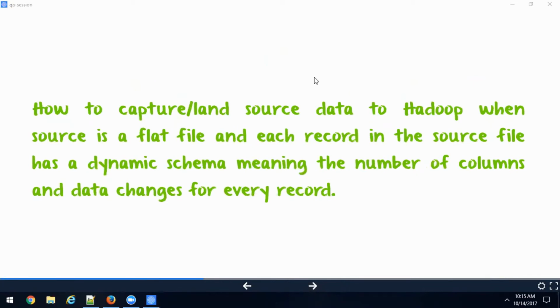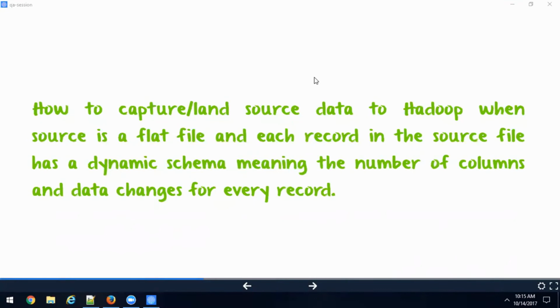Okay. So how to capture or land source data to Hadoop when the source is a flat file and each record in the source file has a dynamic schema, meaning the number of columns and data changes for every record? We got this question in an email, right? So what is the question here? How does Hadoop work when my file or my data set has multiple records and potentially each record could be of a different schema? Okay, it's an interesting question, by the way.